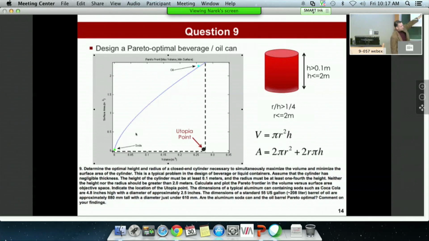Actually, it's not exactly on the Pareto front, but it's very, very close. Okay, so that was the intent here. Any questions about this? Yes.